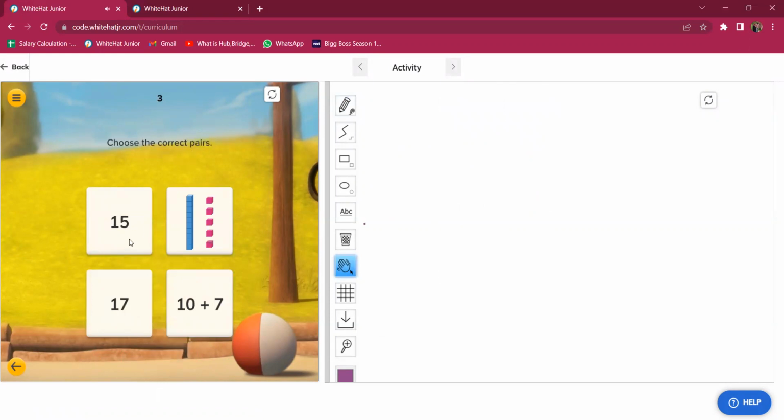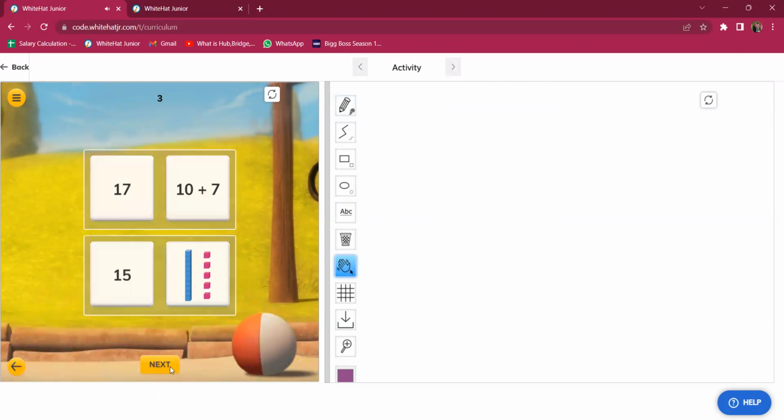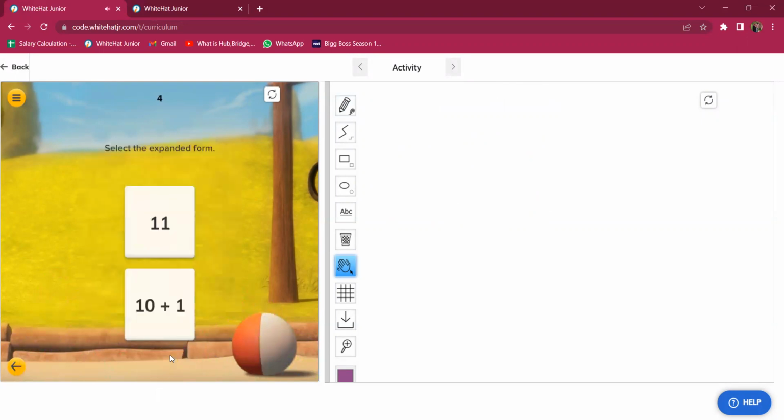So choose the correct pair. This is 15, and we know that 10 plus 7 is 17 because it's in the expanded form. And this is showing the rod and the blocks. Click on that, check our answer and go to the next question.